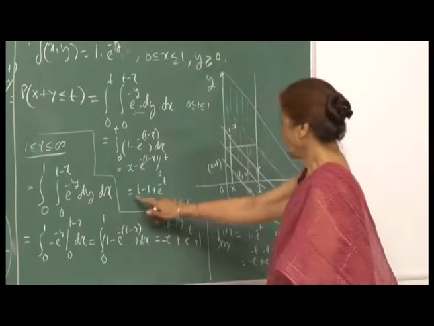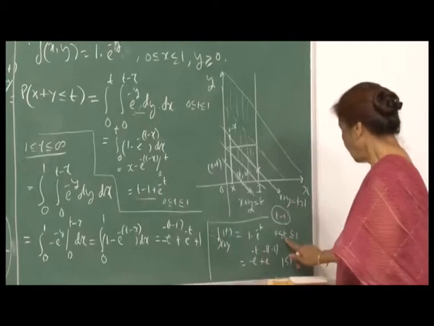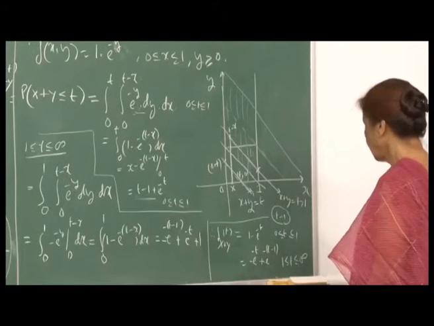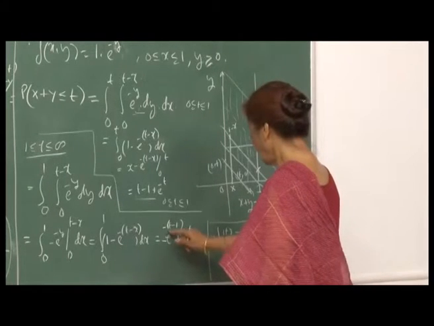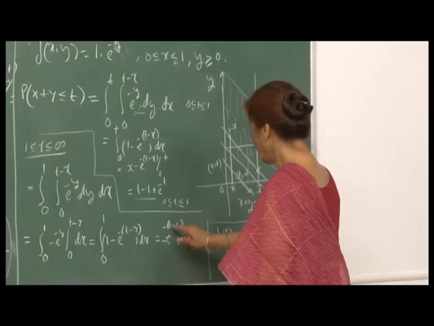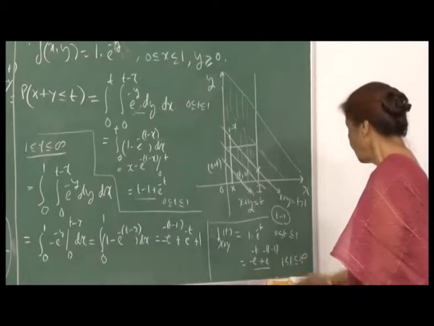So, this will be 1 minus e raised to minus t as t is between 0 and 1, and this one here would be minus e raised to minus t, and then this will be plus e raised to minus of t minus 1. So, this is your PDF.